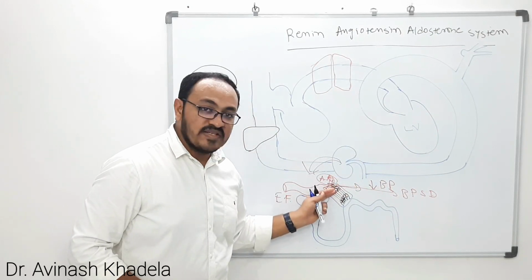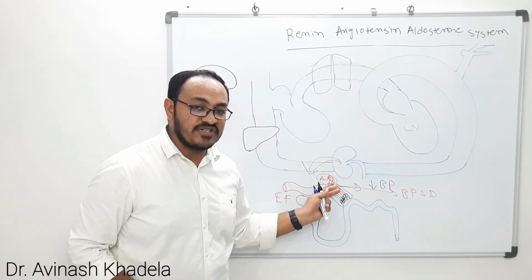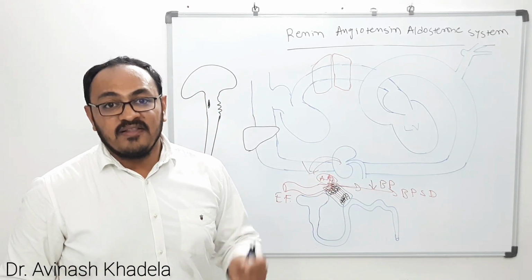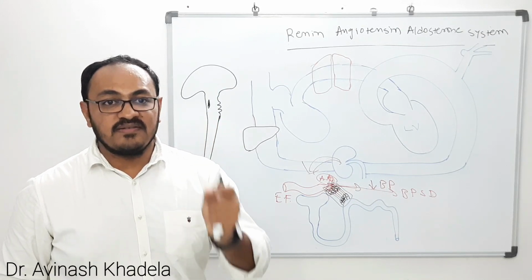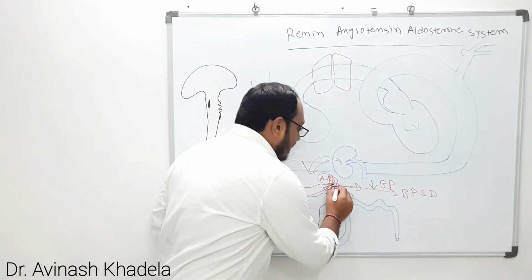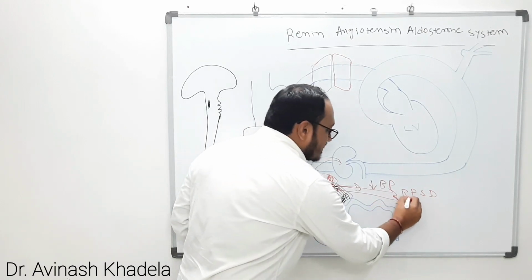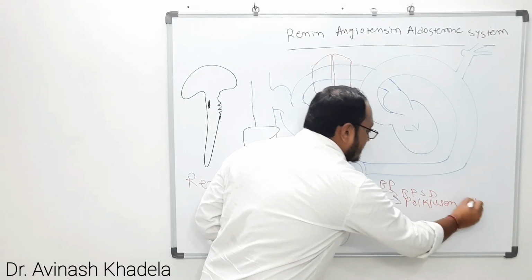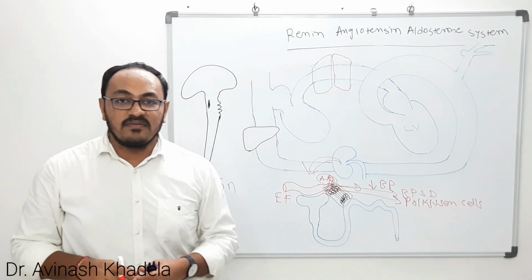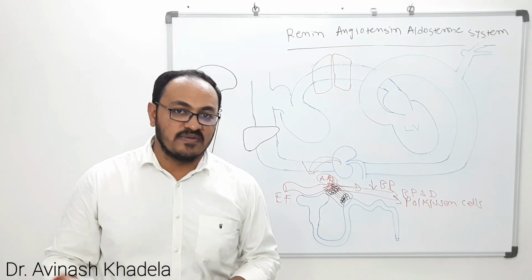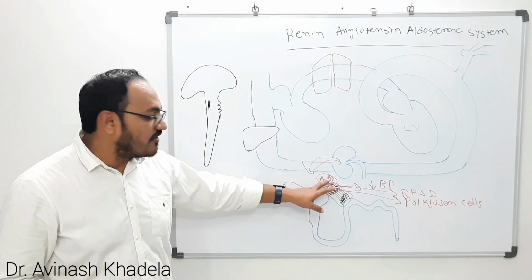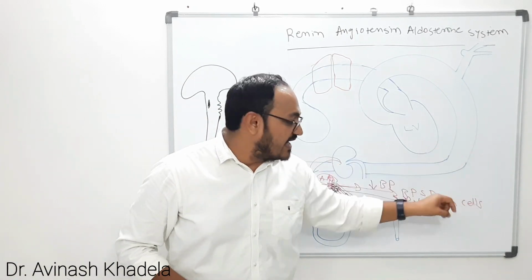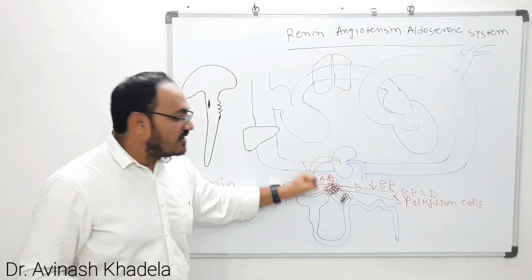Now this specialized cell which senses the fall in pressure and releases renin is known as a baroreceptor, and this baroreceptor has a pressure sensing system. The second name of this cell is juxtaglomerular cells. These cells are basically vascular smooth muscle. These are the smooth muscles present in the afferent arterioles. They are known as juxtaglomerular cells. They have a baroreceptor mechanism, so they sense the change in pressure and then they release the renin.